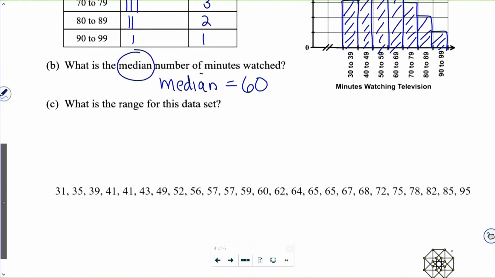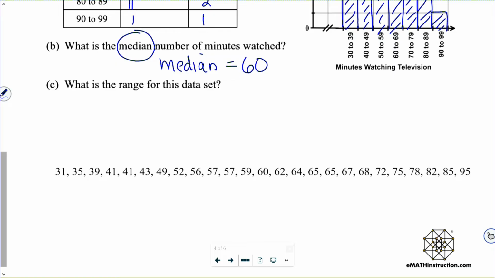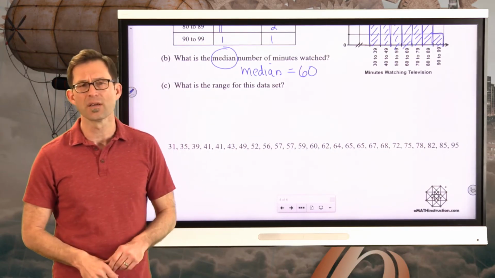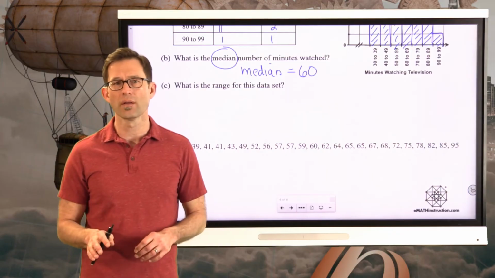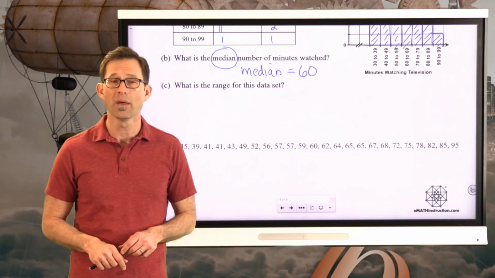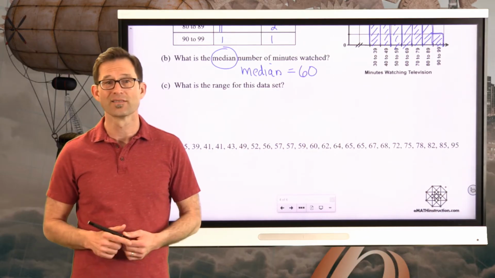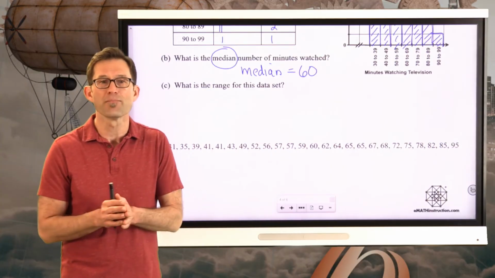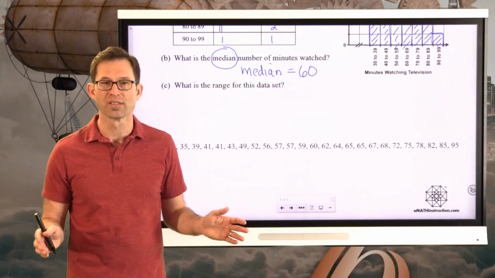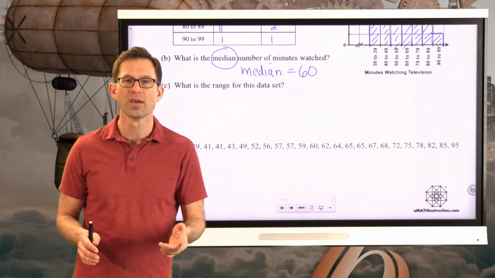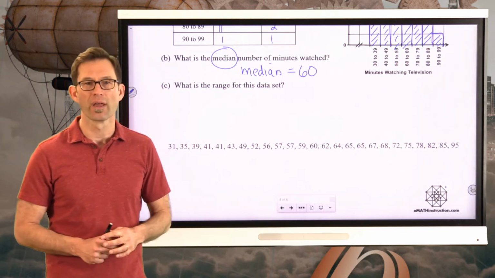And that would be a great answer to the statistical question. If somebody said, hey, how many minutes does a typical 6th grade student watch television on a Saturday morning? And you came back and said, well, the median amount is 60 minutes. Not only that, it's an hour, so that sounds perfect. But it wouldn't tell us how much variety there was in the data set. It would only tell us that typically somebody might watch around 60 minutes. But let's figure out the range for this data set.